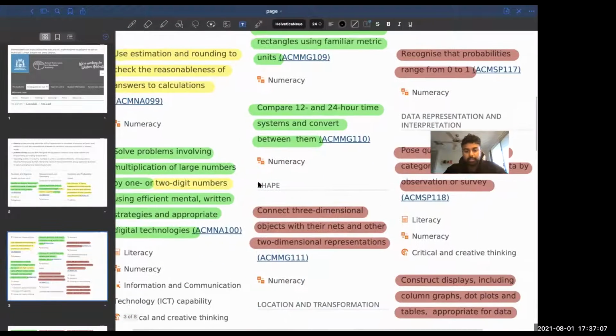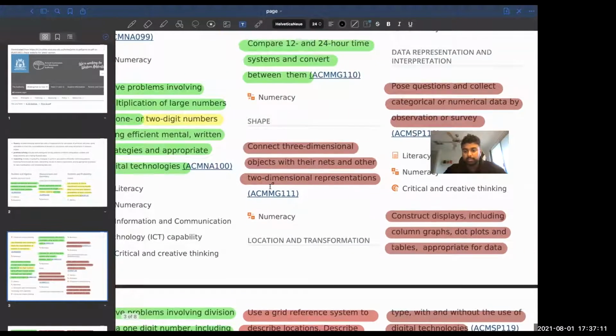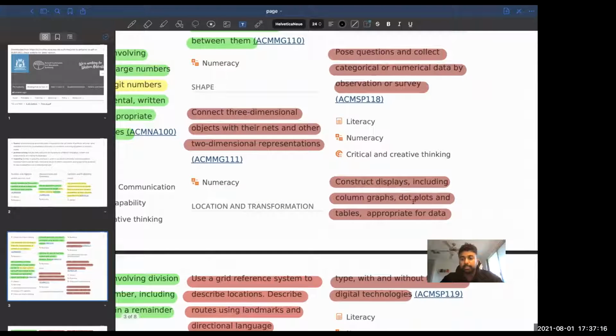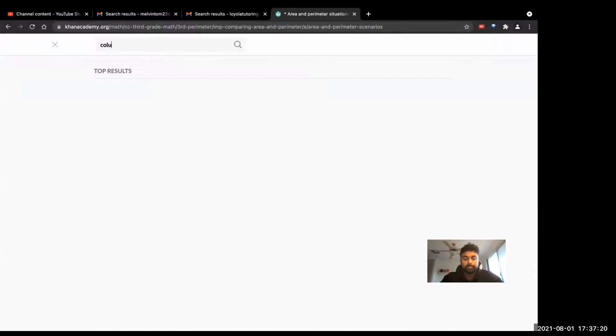Let's just say you come here and then you look at another concept. So let's just say you want to learn how to construct displays including column graphs, dot plots, tables, right? So you go here and then you type in column graphs.